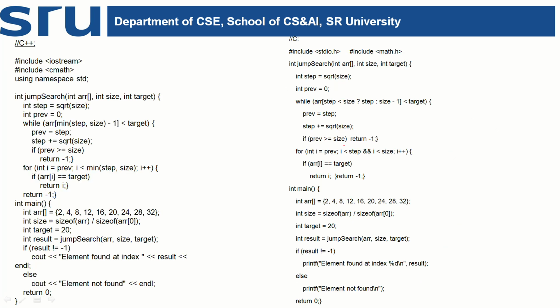Now we will see it using the C language, how it will work. We will understand. The program will start with the main method. Within the main method, we declare the array variables as 2, 4, 8, 12, 16, 24, 28, 32.